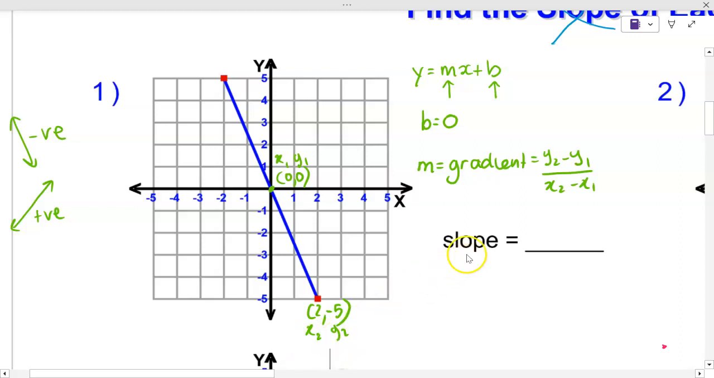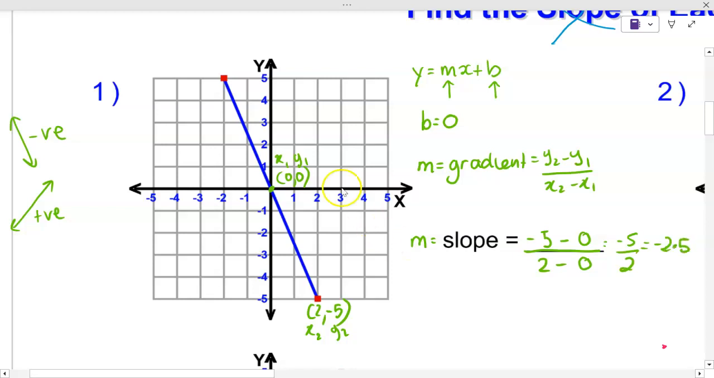So to find our slope, which is our gradient, they're both m, okay? They're just different words to use for the same thing. We need to pop that into the formula. So my y2 is minus 5. I'm going to take away my y1, which is 0. I'm going to divide by my x2, which is 2, and take away my x1, which is 0. If you need to pause the video and have a look at the values that I've done, I've subtracted from down here to here. What do I get when I do that? I'm going to get minus 5 over 2, which is minus 2.5.